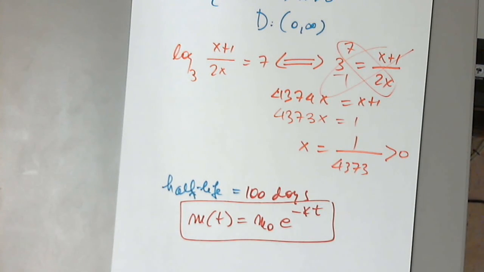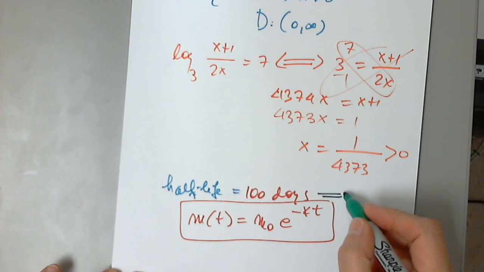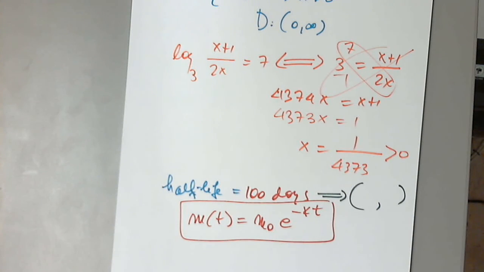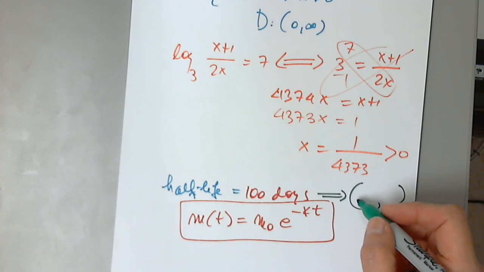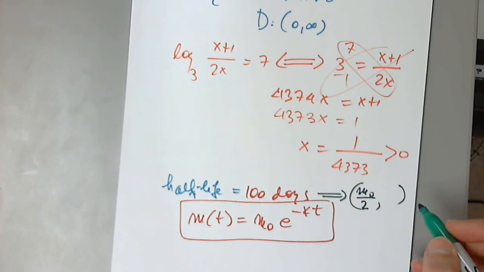Okay, so I do not have the initial amount. I don't know how many grams or milligrams of the radioactive substance we have. But is there a way of determining the radioactive decay knowing this? Yes, and how? So this is basically giving us a point. Can anyone give us the point? So you mean m0 over 2, comma, 100?